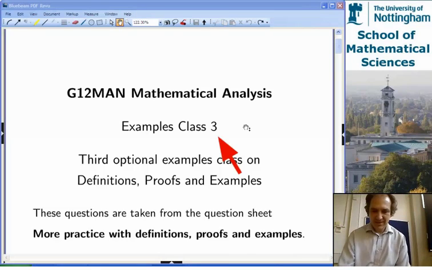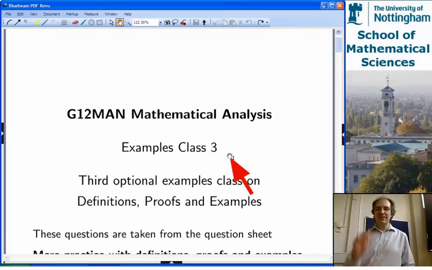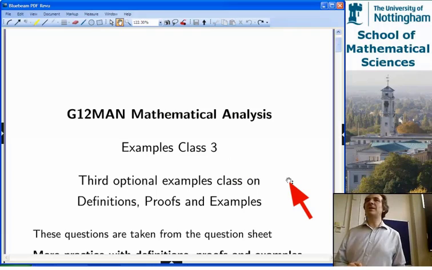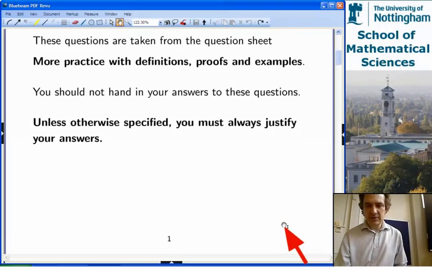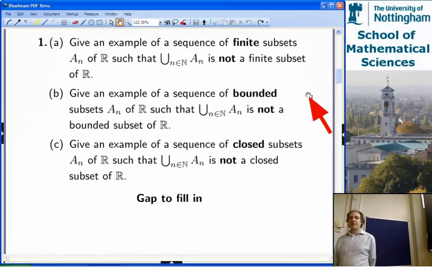Okay, so here we go with the third of our optional examples classes on definitions, proofs and examples. And today we're going to start with examples. There are three questions about examples, and of course first of all you need to know the definition of the terms, and then you need to be able to think up some examples.